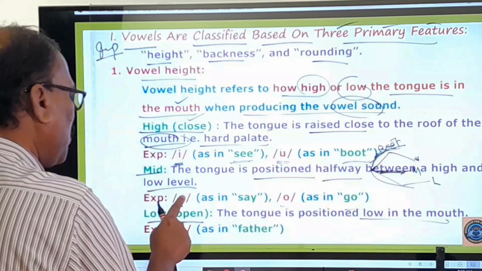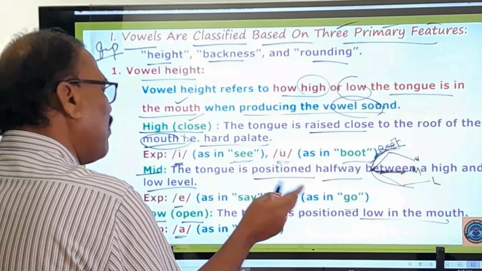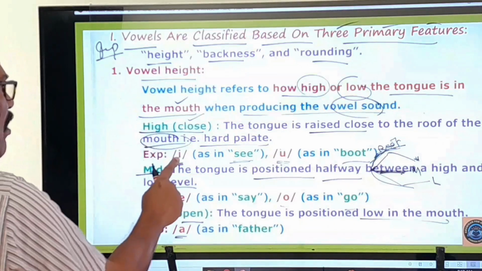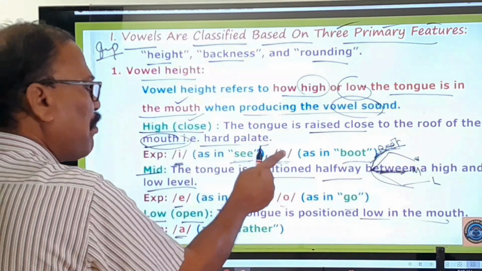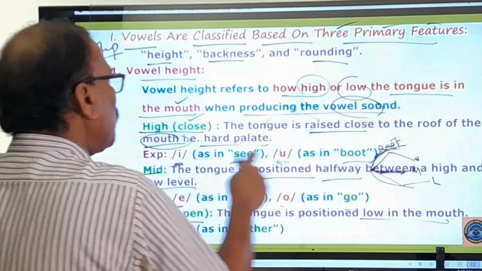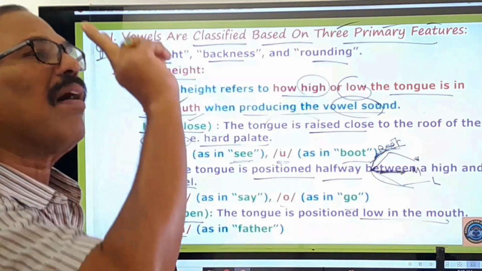These two vowel sounds, A and O, will be pronounced when the tongue is positioned halfway between a high and low level. Okay, these two vowels, E and O, these two vowel sounds are produced or pronounced when the tongue is raised close to the roof of the mouth, that is hard palate. Hard palate means the roof of the mouth.